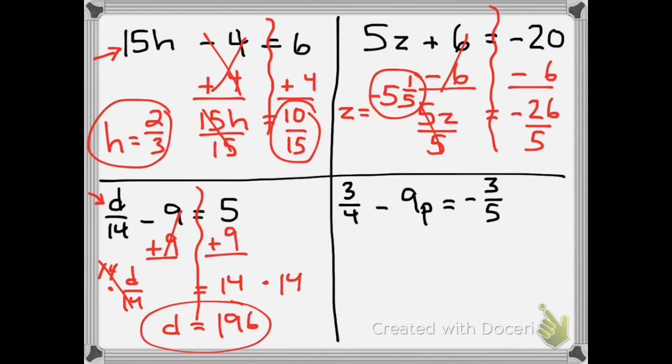All right, the last one here obviously is much more difficult than what we've seen in the past. But we're still going to take the same approach. So we're going to mess with the negative 9p last. So this is a positive 3/4, so we want to subtract.